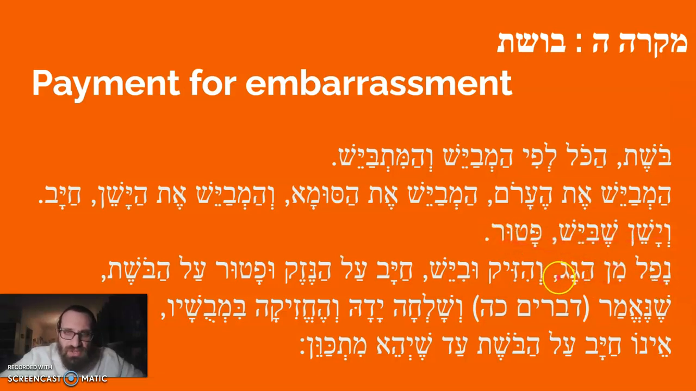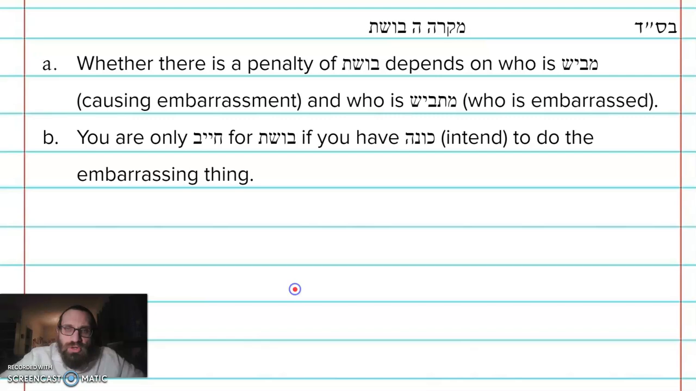Nafal min hagag, if he falls off a roof, vehizik uvayesh, he causes nezek, he also embarrasses. Chayav al hanezek upatur al haboshet. He's chayav for the nezek and patur for the boshet. Shene'emar, veshalcha yada vehechezika bimvushav, he sends out her hand and grabs him and embarrasses him. Eino chayav ela boshet ad sheyihiyeh mitkaven. You're not chayav for boshet until it is on purpose.